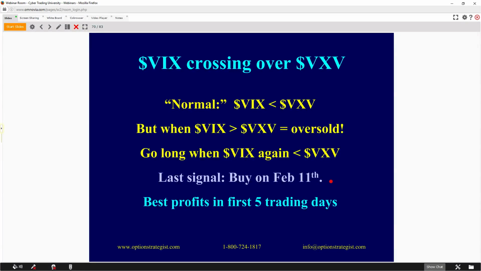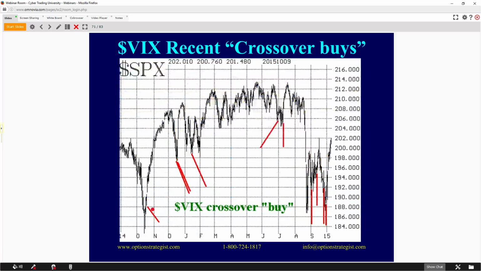So the last one we had in this case was February 11th. I trade this as a very short-term, one week kind of signal. But you can see here, this is in 2014, 2015. These red lines indicate where we had buy signals of that ilk. Not every one was a profit, but a lot of them were pretty good profits.